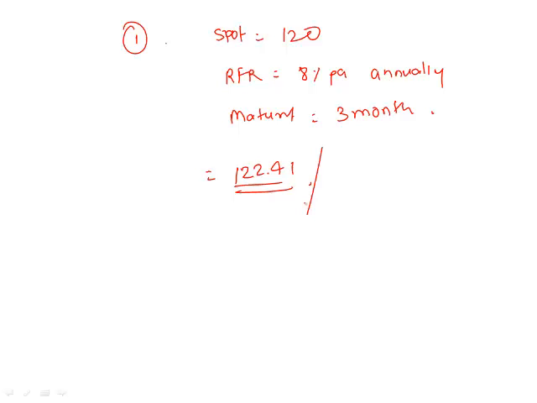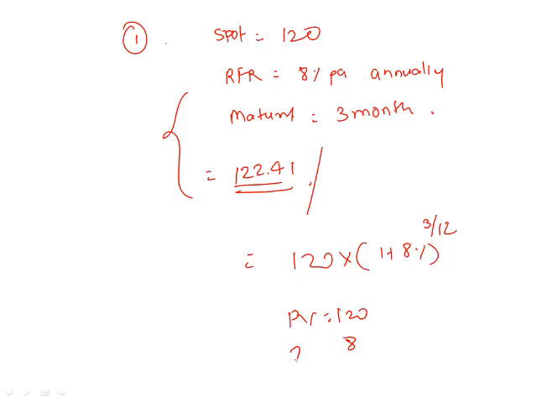Okay. How do you solve this? If you want to use the formula, 120 into 1 plus 8% raised to 3/12, which is 0.25. If you want to use your financial calculator, second clear TVM, 120 is the present value, 8 is your IY, n is 0.25, compute future value, 122.33. So this is the correct answer.